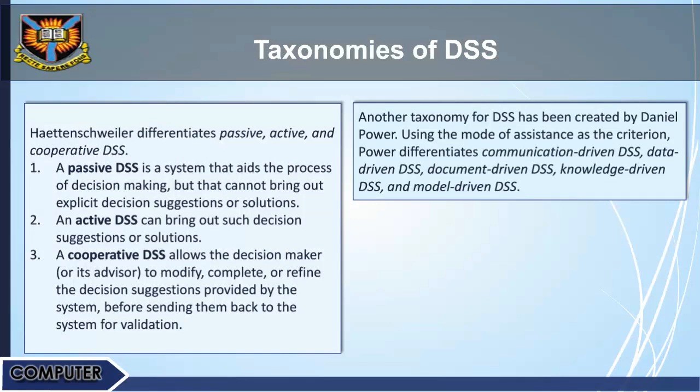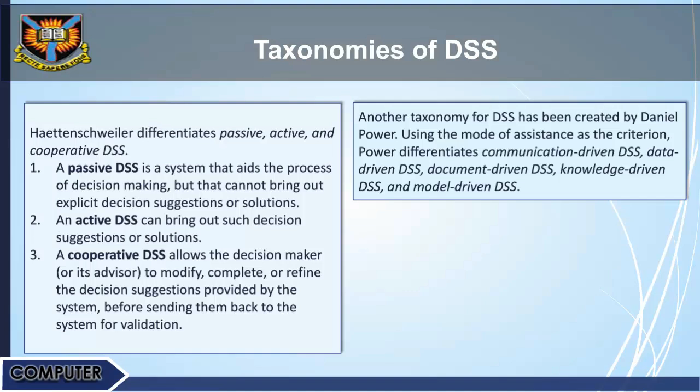Taxonomies of DSS. Hattenschweller differentiates passive, active, and cooperative DSS. 1. A passive DSS is a system that aids the process of decision-making but that cannot bring out explicit decision suggestions or solutions. 2. An active DSS can bring out such decision suggestions or solutions.